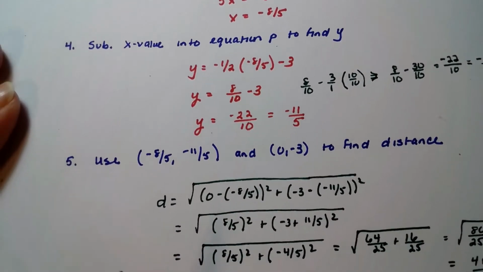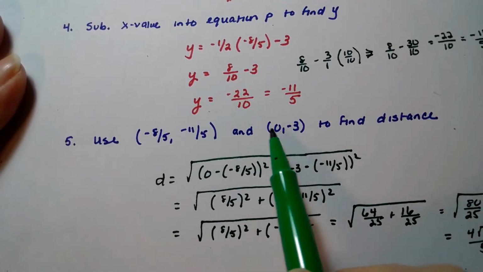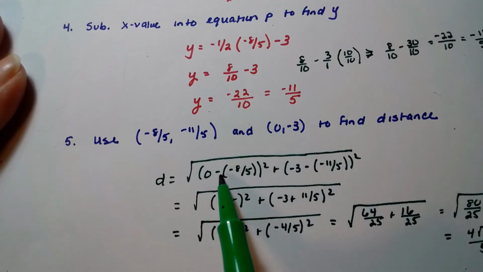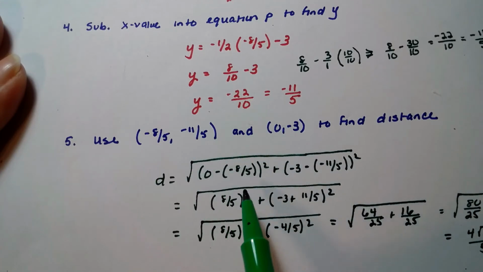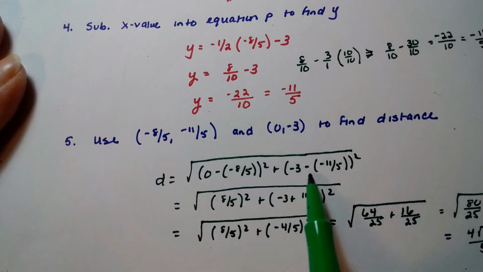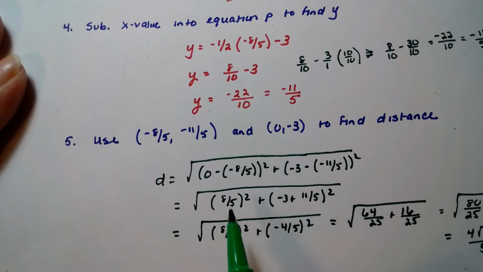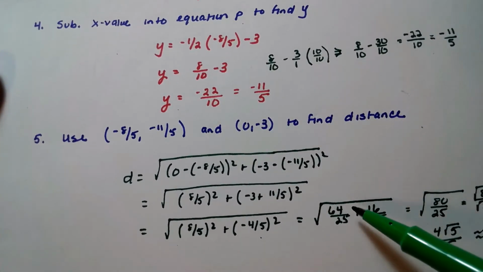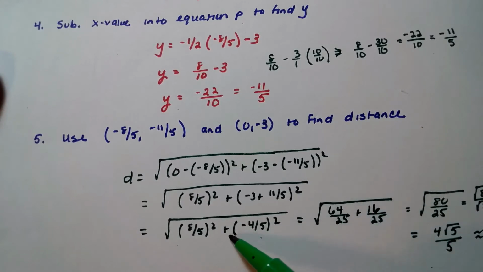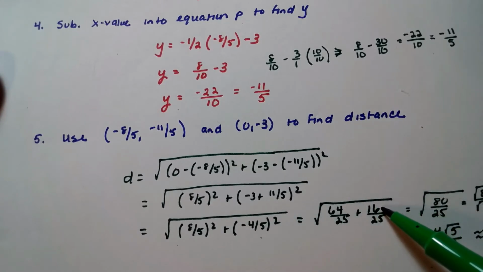Okay, so a little bit ugly here, but I have 0 minus a negative 8/5 becomes 0 plus 8/5, or just 8/5 squared. Negative 3 minus a negative 11/5 becomes negative 3 plus 11/5 squared. This I can't simplify anymore, but this I can. This is negative 15 plus 11, or negative 4, back over the common denominator. So now if I square this term, 8 squared is 64, 5 squared is 25, bring over the plus. Negative 4 squared is positive 16, over 5 squared is 25.